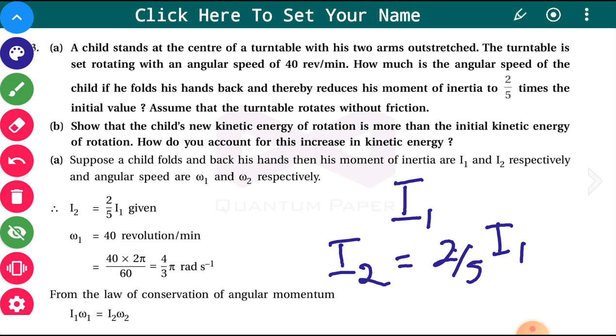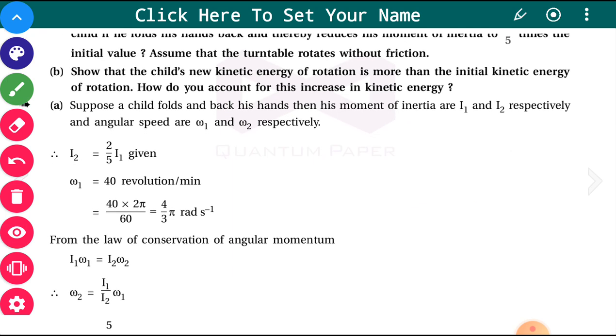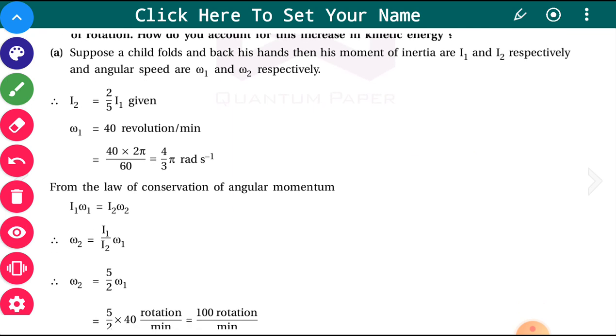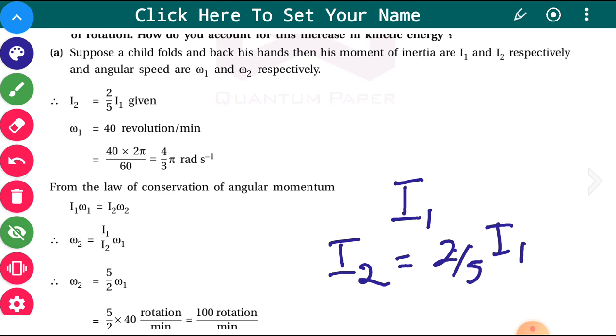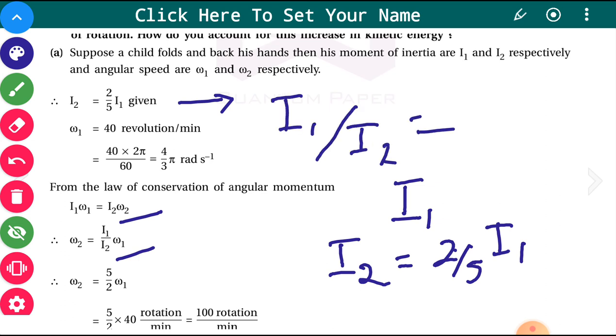that is 2 by 5 I1. Now as you know, according to the law of conservation of angular momentum, we have L equal to I omega, so I1 omega 1 is equal to I2 omega 2. So omega 2 will be I1 upon I2 times omega 1, and I1 upon I2 we can write as 5 by 2.